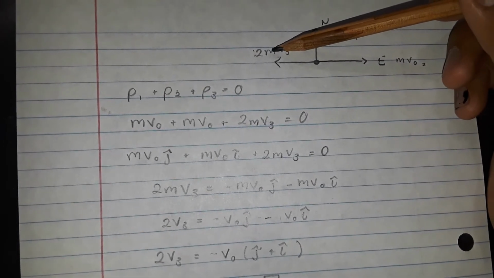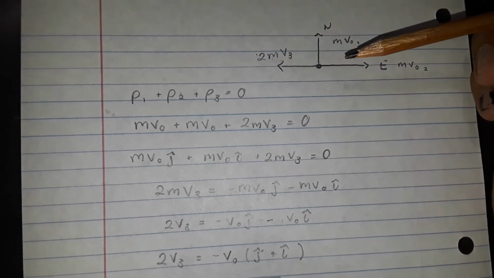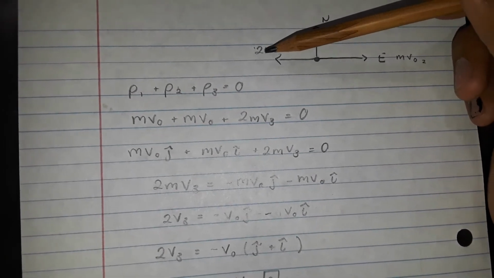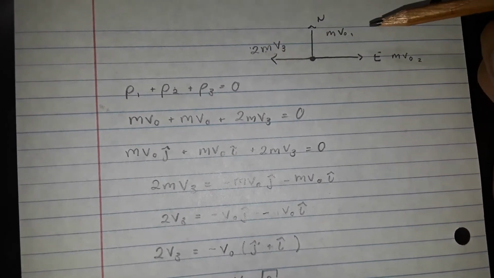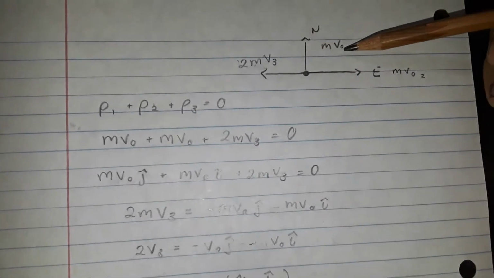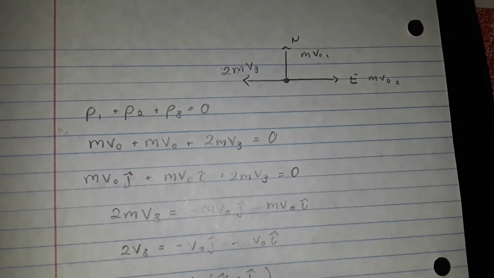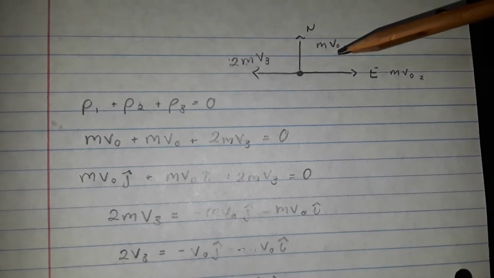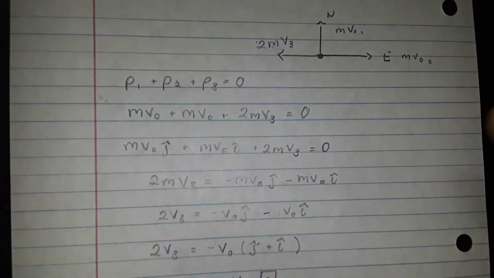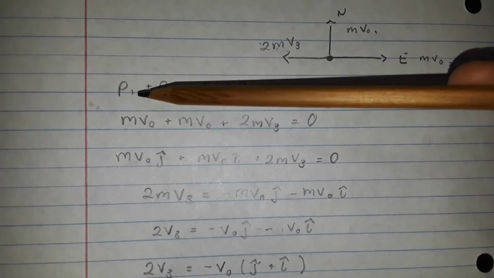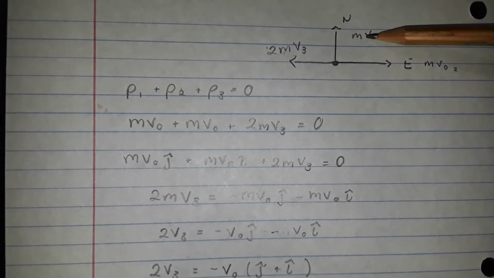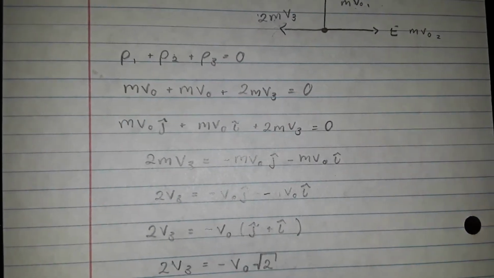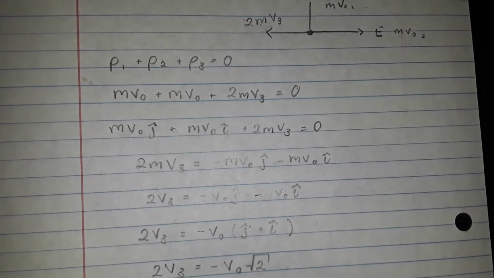So we denote the mass of the other two as m, and the mass here would be two times the mass of these guys. We know that the other two pieces flew with a velocity of v naught, both of these. So we can express their momenta as p1, p2, and p3. After that we set the sum equal to 0 because of conservation of momentum.